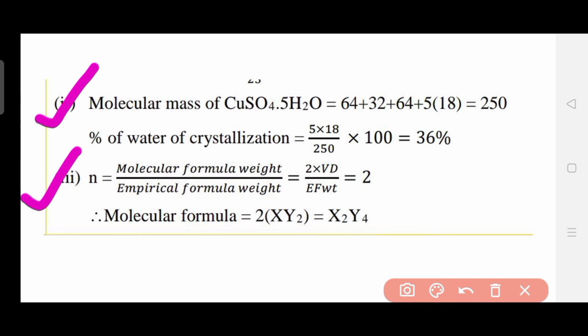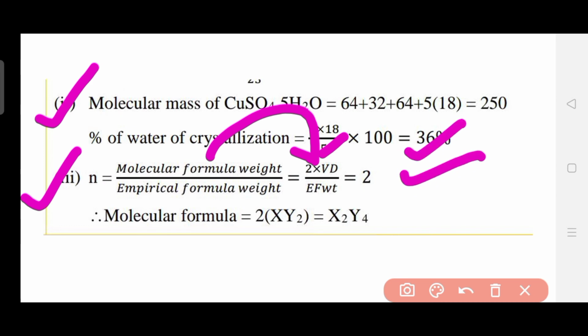First of all, you will find n. The formula for n is molecular formula weight divided by empirical formula weight. You have been provided in the question that vapor density is equal to empirical formula weight. Now you will need to turn the molecular formula weight into 2 into vapor density form. That is why I have been constantly saying that this relation is very important. 2 into vapor density is equal to molecular formula weight. This is an important relation, and learn this equation by heart.